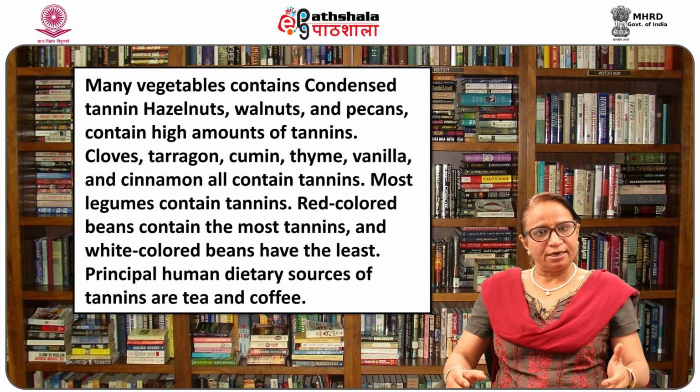Many vegetables contain condensed tannins. Hazelnuts, walnuts, and pecans contain high amounts of tannins. Cloves, tarragon, cumin, thyme, vanilla, and cinnamon contain tannins. Most legumes contain tannins. Red-colored beans contain the most tannins, and white-colored beans have the least. The principal human dietary sources of tannins are tea and coffee. They are associated with astringency and color.